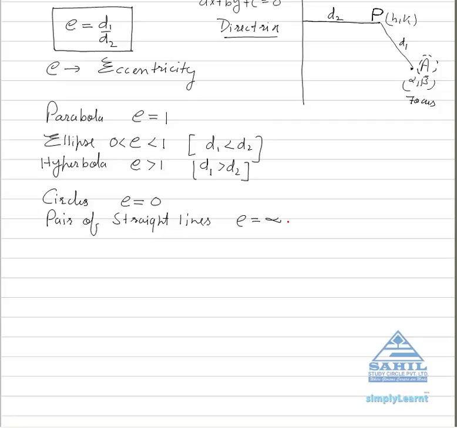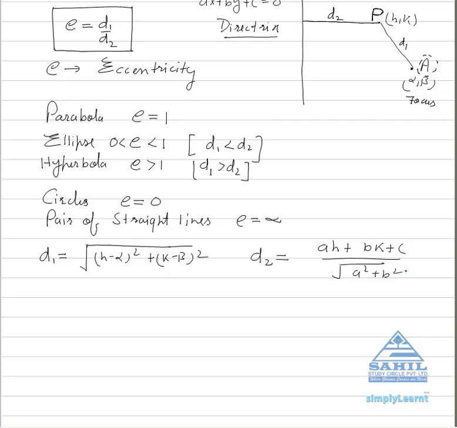Now we can find out the two things also. What is d1? d1 we can find out with the distance formula, and h and k we have to find the locus of. So the distance will be (h minus alpha) whole square plus (k minus beta) whole square, and d2 is equal to, we have to find out the perpendicular distance of the point P from the line, and that perpendicular distance is ah plus bk plus c upon the root of a square plus b square.